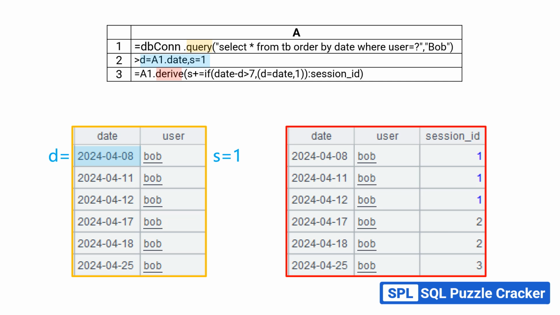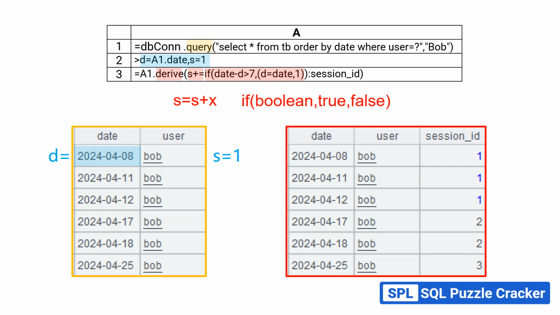When the difference between the current record date and the checkpoint date is greater than 7 days, the checkpoint date is reset to the current record date, and S is incremented by 1. S plus equals X is equivalent to S equals S plus X.